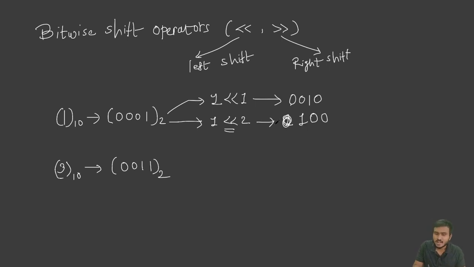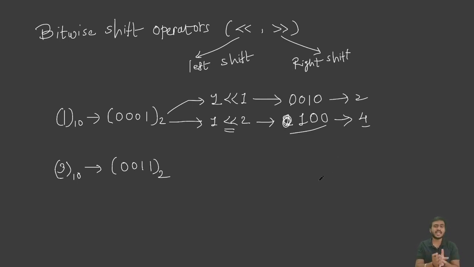So the answer of left shift of 1 by 1 position is 2, and the answer of left shift of 1 by 2 positions to the left is 4. Basically what I'm doing is converting this binary back to decimal, and I'm getting the answers as 2 followed by 4.